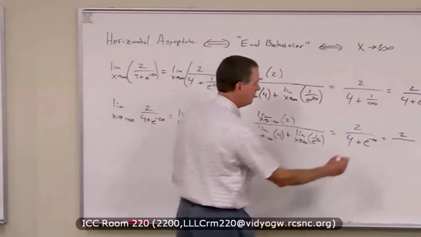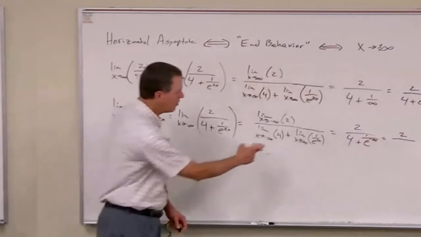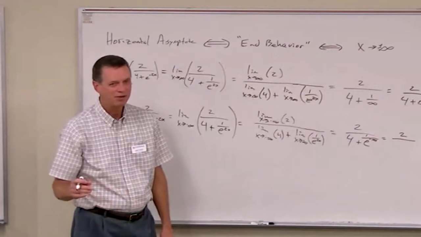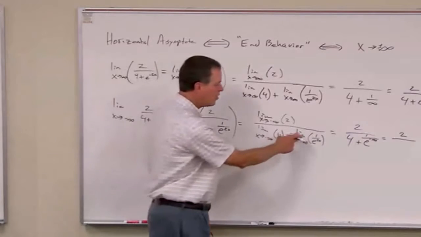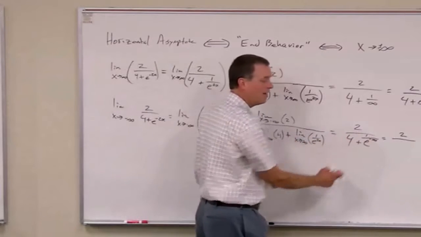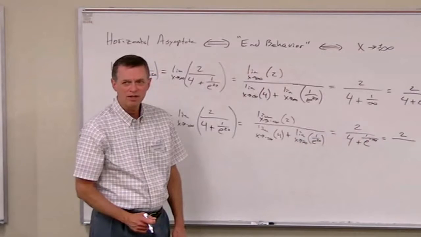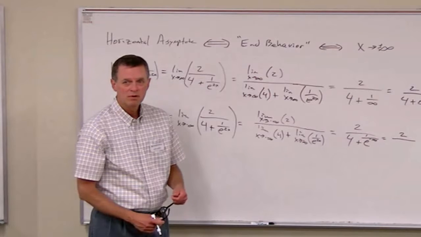Wait, I'm sorry, that's not right. I apologize. Oh my gosh, it's 1 over e to the negative infinity. I forgot my 1 over right there. I left out my 1. That changes everything. There was a 1 over e to the 2x, so I should have 1 over e to the negative infinity right there. You understand why that should be 1 over e to the negative infinity? Everyone follow that?